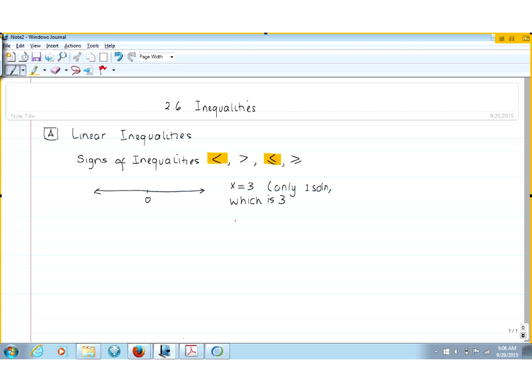Now, if I say x is less than 3, how many solutions do I have? So what numbers are less than 3? Can you mention some numbers that are less than 3? 2. Okay, what else? 1. What else? -3. How about -3.0001? Yes. So how many solutions do we have? We have infinitely many solutions, not just one point, not just one solution.